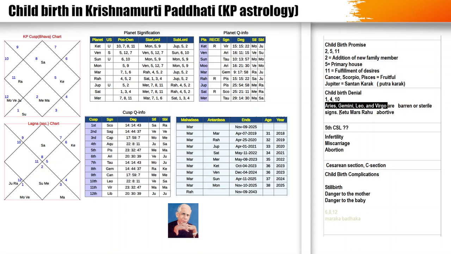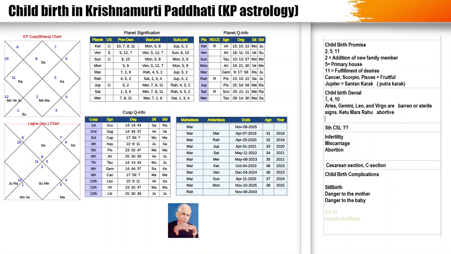And according to Professor Krishnamurti, these planets, Ketu, Mars, Rahu, cause one or the other issues during the time of childbirth or even pregnancy. And these are said to be abortive planets. So when we discuss the example horoscope, we will see the role of these planets.